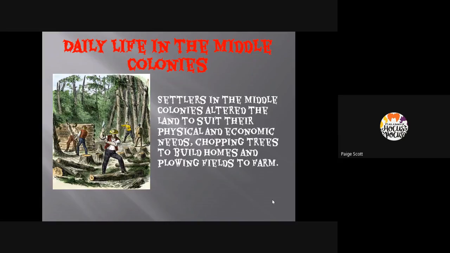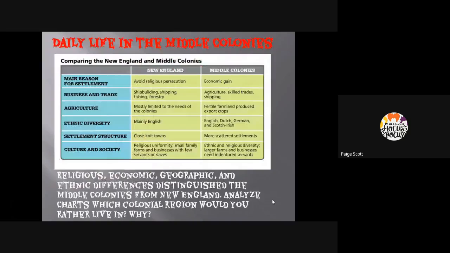Settlers in the Middle Colonies altered the land to suit their physical and economic needs, chopping trees to build homes and plowing fields to farm. Religious, economic, geographic, and ethnic differences distinguished the Middle Colonies from New England. Analyze the charts. Which colonial region would you rather live in and why?